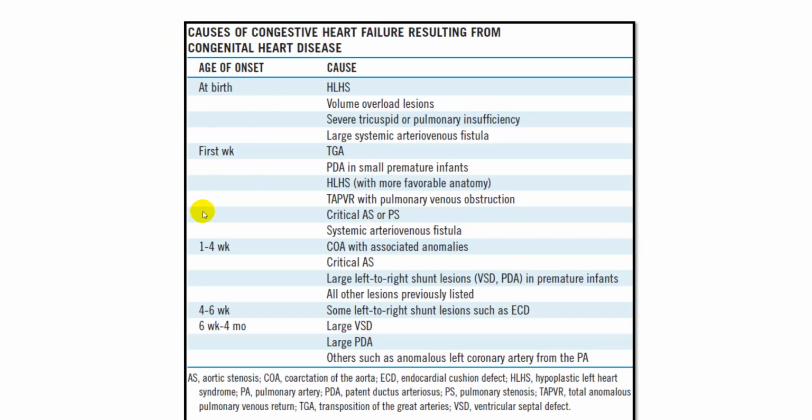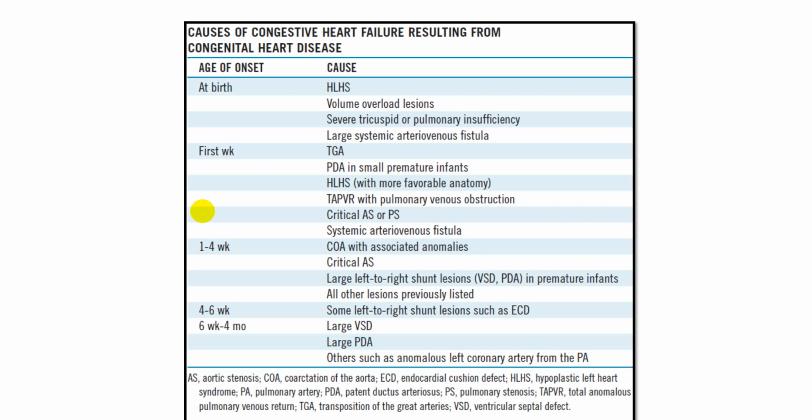In this table, just have a look at this table that shows causes of congestive heart failure resulting from congenital heart disease. This is just for interest, not required from you. At birth, for example, hypoplastic left heart syndrome can present with heart failure. In the first week, for example, PDA, TGA, and total anomalous pulmonary venous return can present with it, and so on. In the first month, coarctation of the aorta, critical AS, in addition to ASD and VSD in premature infants.